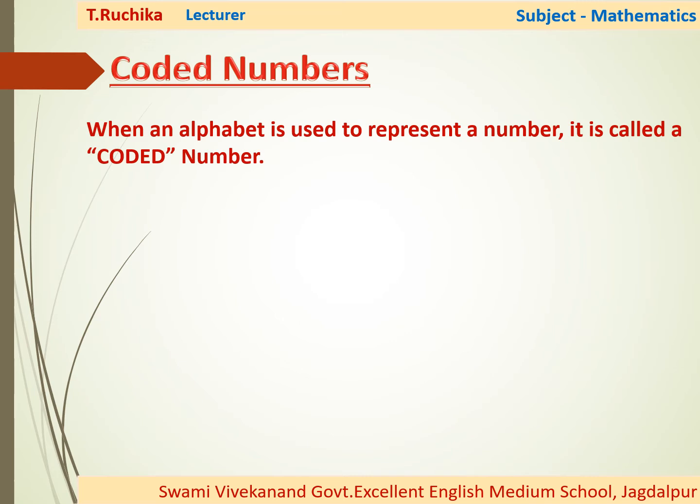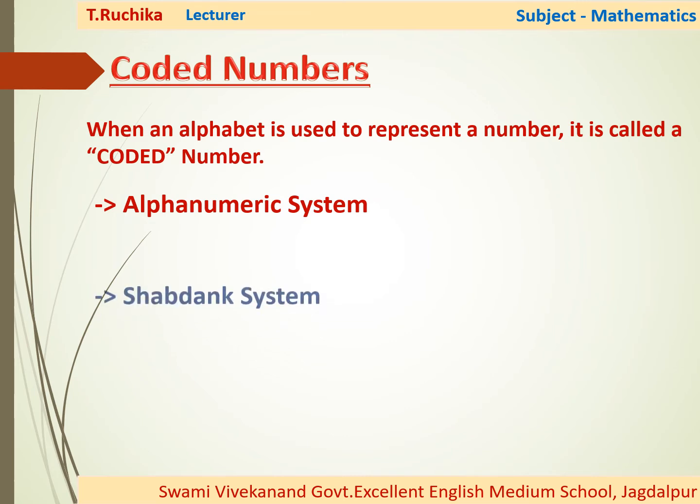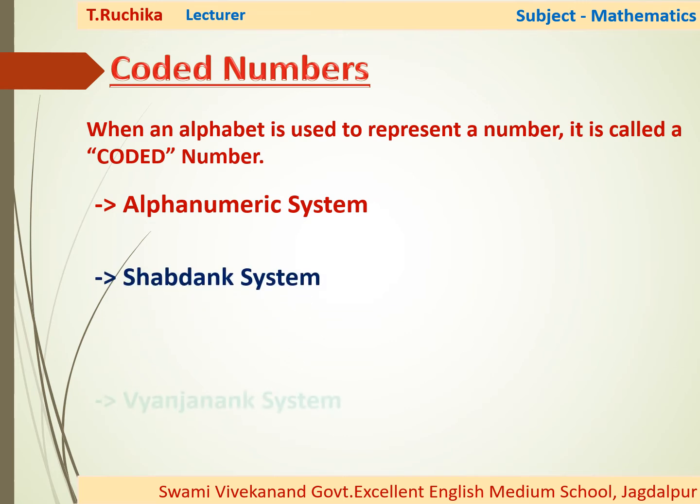Ancient mathematicians had used this concept to express numbers, the use of which can be seen in astrology and other Vedic books. There are three systems of coded numbers: alphanumeric system, Shabdank system, and Vyanjanank system.